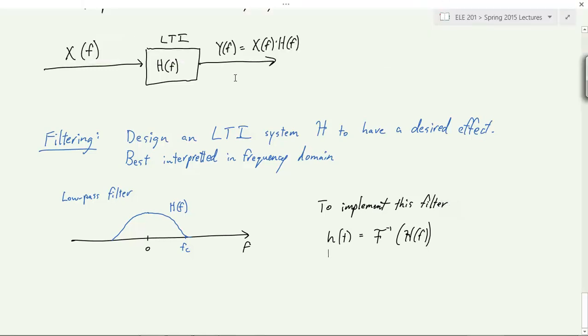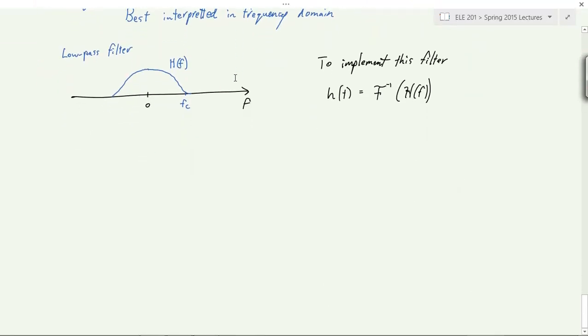Yeah, if it was not symmetric, then it means that in time you're not going to have a real signal, because being real in time translates to having symmetry in frequency. Yeah, and we'll discuss that more. Good thinking, though.